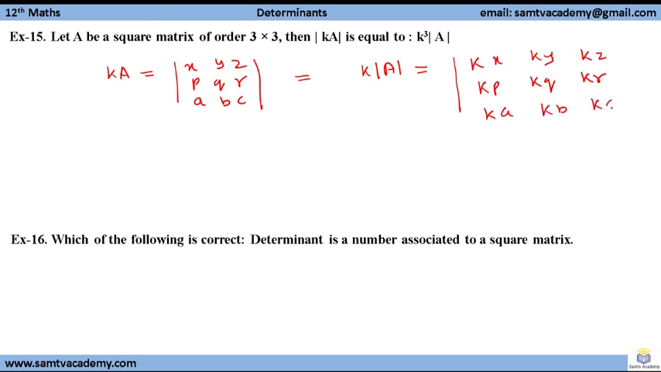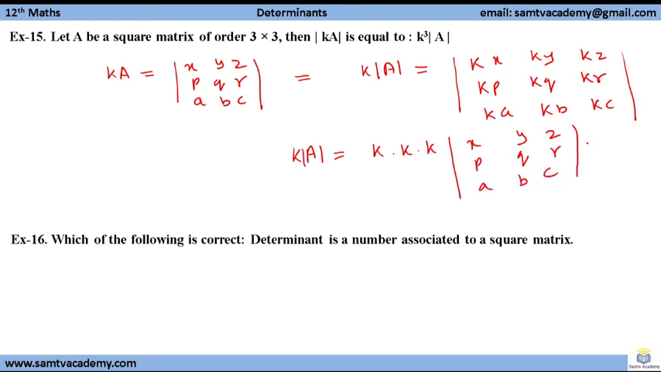kb and kc. Now as I told you, if this term is common from a single row, then it is k once, from the second row it is squared, from the third row it is cubed. So now if we take common, we have k from the first row, then k from the second row, then k from the third row. So it is x, y, z, then second row p, q, r, third row a, b, c. So what we got? We got k cube and that determinant.